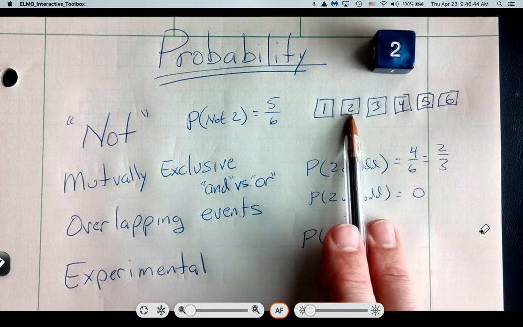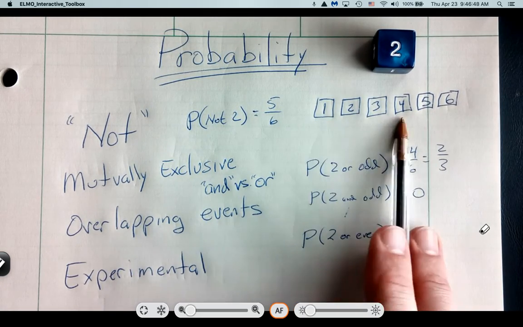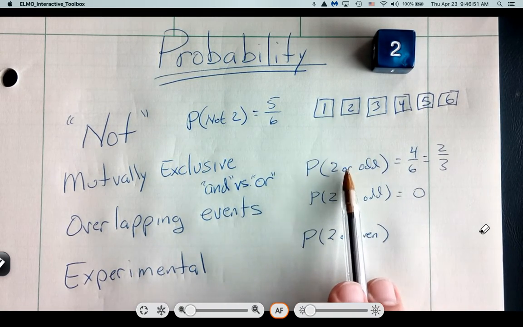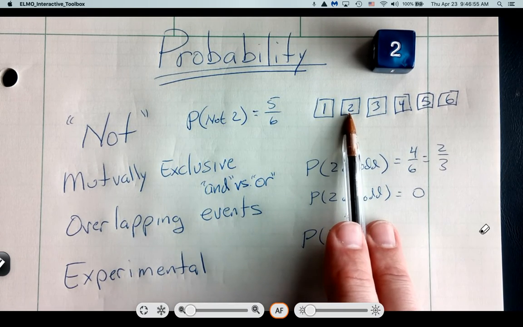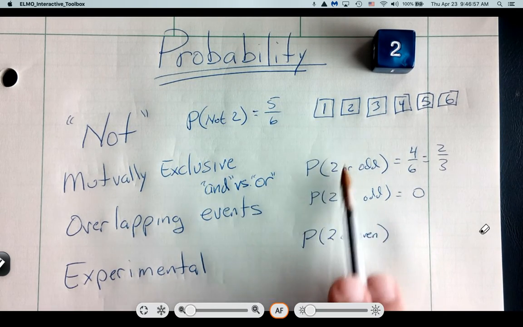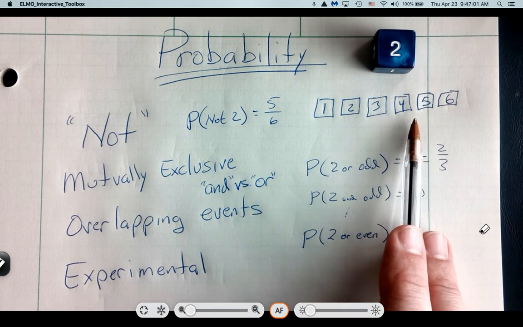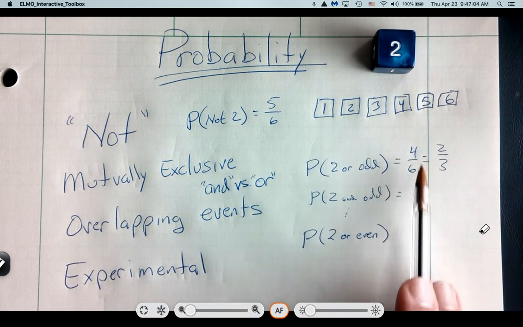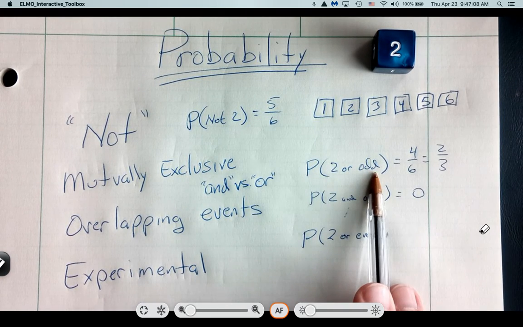It's mutually exclusive. And we can do the probability of a 2 or an odd. Well, there's one chance of getting a 2. There's 1, 2, 3 chances of getting an odd. And we add those probabilities together as long as it's mutually exclusive, meaning you can't do the 2 at the same time. So 1 chance of getting a 2, 3 chances of getting an odd, 1 plus 3 is 4 out of 6, or a 2/3 chance of rolling a 2 or an odd, right?